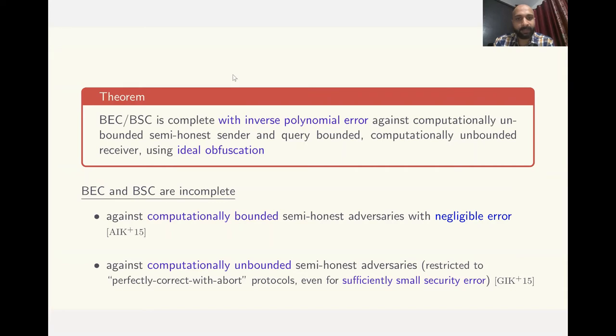even by making arbitrarily many uses of the channel. Note that this impossibility only applies to perfectly correct protocols with abort. That is the kind of protocols in which the receiver is always aware when it is making an error. Please note that the protocol that we come up with actually satisfies this condition.